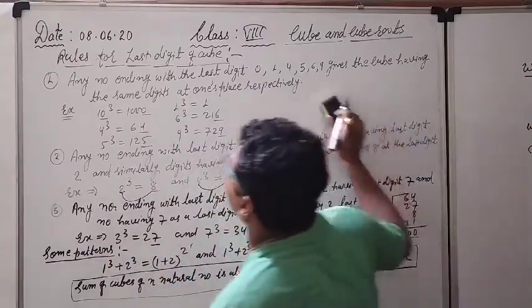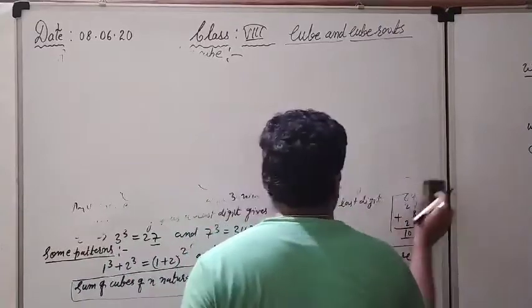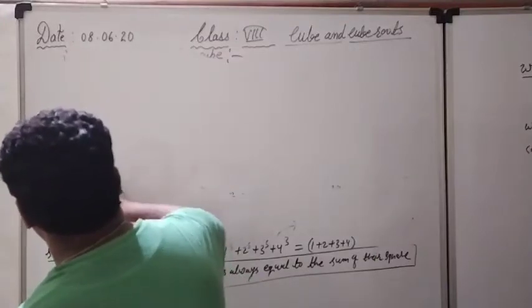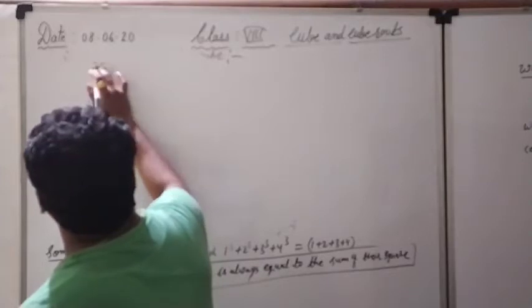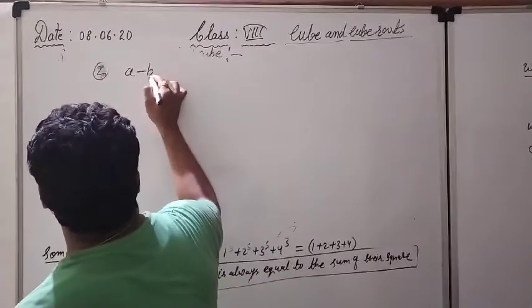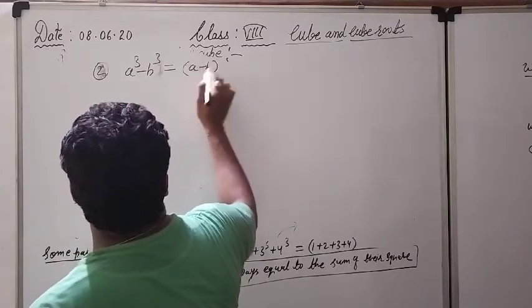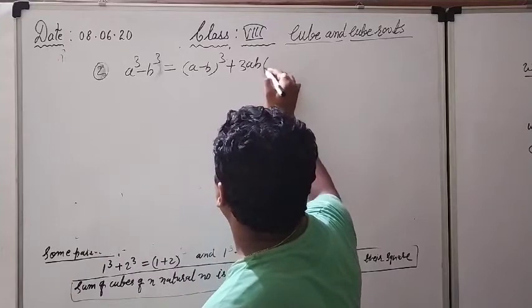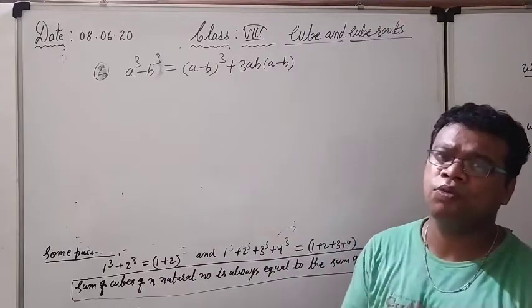Now see the next interesting pattern which I have to tell you. This is another rule. The second interesting pattern is that a cube minus b cube is always equal to (a minus b) whole cube plus 3ab(a minus b). This is the rule, and you have to remember that particular rule, and in this way you can solve so many questions directly.